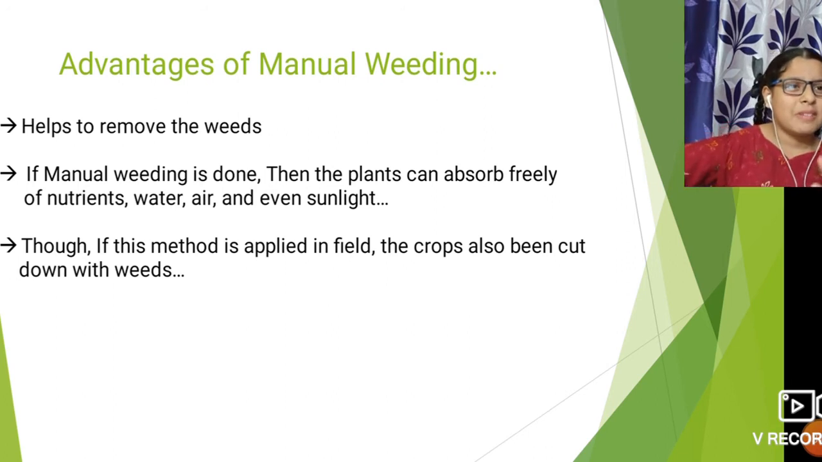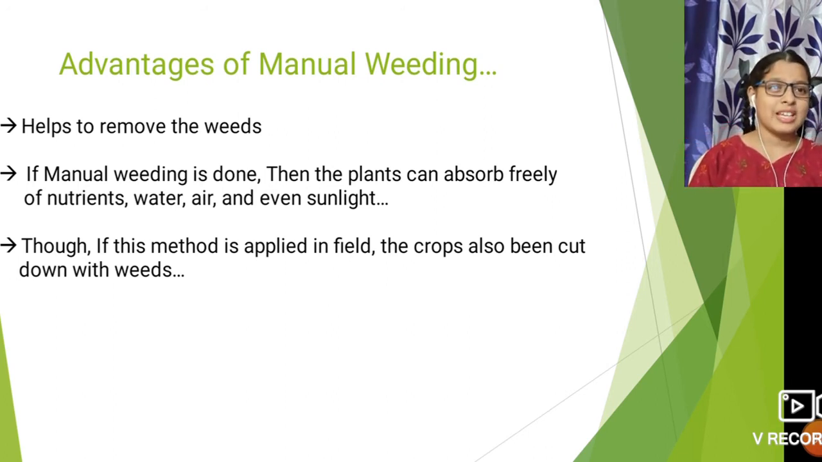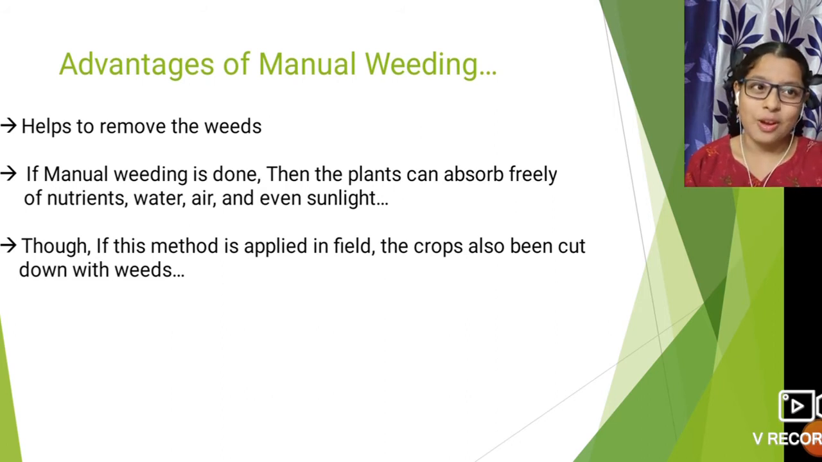Okay, so this method is not supported by the farmers in this respect. This method is very helpful, but it also removes the crops which are grown in the agricultural field. So this is about the advantages of manual weeding.